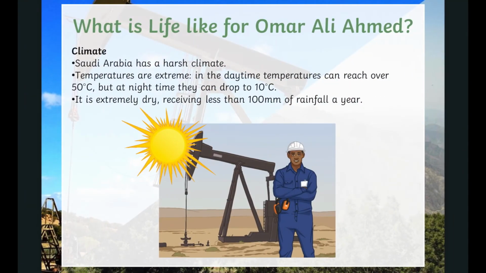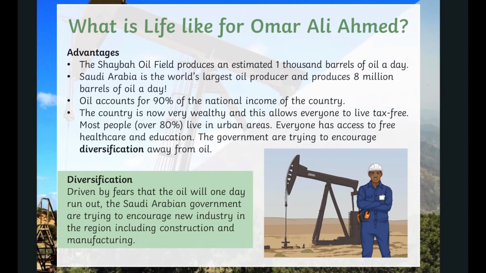Let's look at the climate. Well, Saudi Arabia has a harsh climate. It falls in the arid region. Temperatures are extreme. In the daytime, temperatures can reach over 50 degrees Celsius, but at night they can drop to as little as 10 degrees Celsius. The climate is extremely dry, and it receives less than 100 millimetres of rainfall a year.